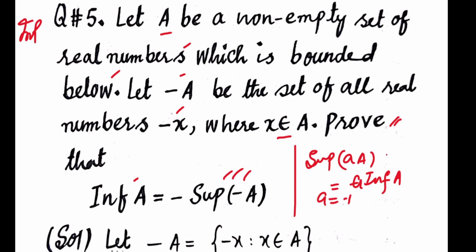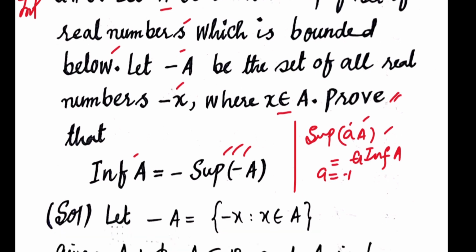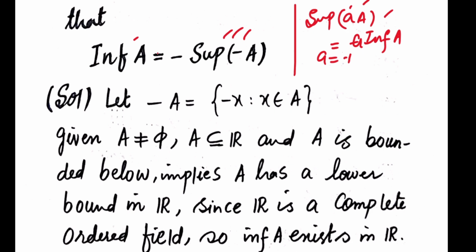Actually, this is the general property. This property holds for any negative real number. When you multiply the set A with any negative real number, then supremum converts into the infimum, and vice versa. So now let us discuss our particular result. As A is a set of real numbers, minus A can be defined as minus x, where x is an element of A.